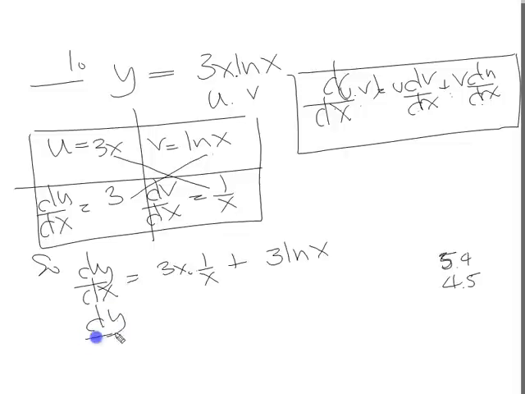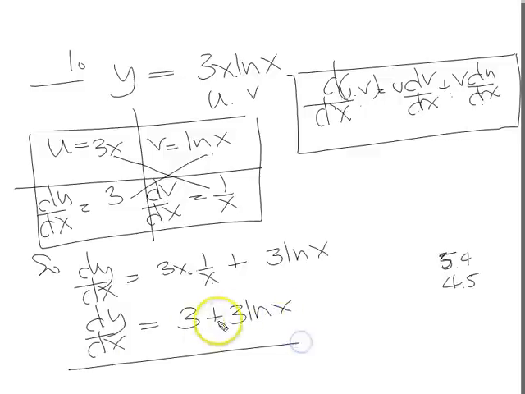So then a tiny bit of tidying up needs doing here. The x's cancel top and bottom. 3 times 1 is 3, plus the 3 lots of log x. Now you could take a 3 outside a bracket and write 3 brackets and then it would be 1 plus log x. But this is not an exercise on simplification.